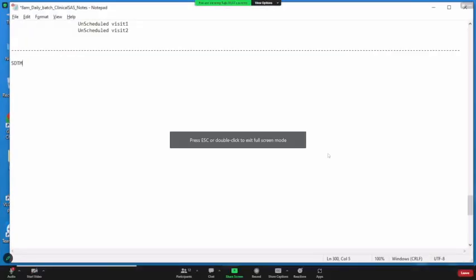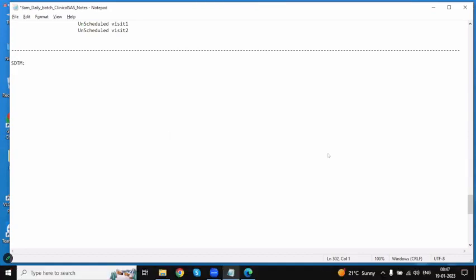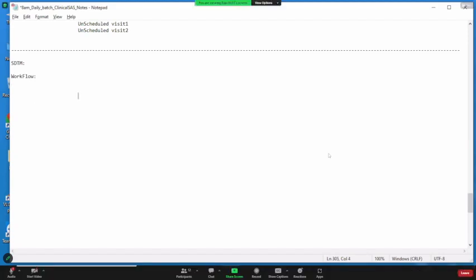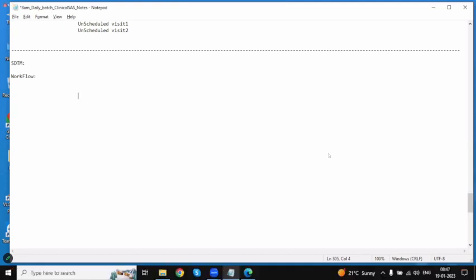Continue. First we'll start with SDTM. In SDTM, first we'll discuss the workflow. This is an important thing. If you go for an interview, the first thing they will ask is about your work: how your day will start, how your day will end, how your work will start and how your work will end. I'll explain the complete flow.